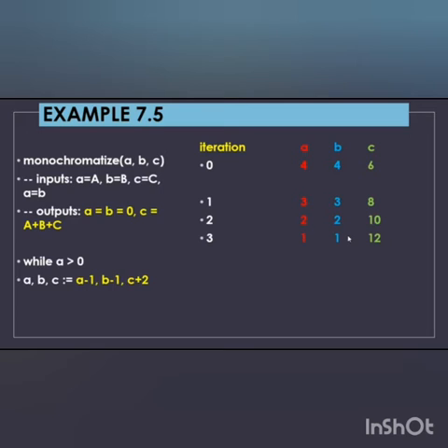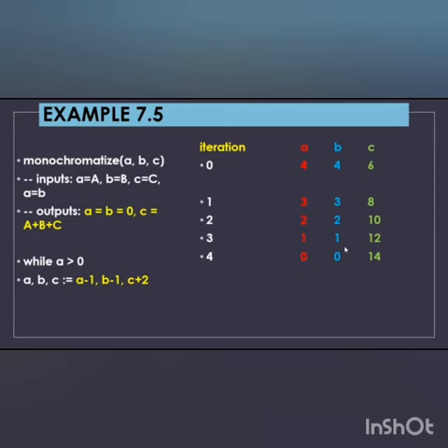So A and B value will be decremented by 1. So 1 minus 1 is 0. So both values are 0 now. And C will be incremented by 2. So 12 plus 2 is 14 now. Then again the condition will be checked. 0 is greater than 0? Now the condition is false. Now the loop ends its execution.